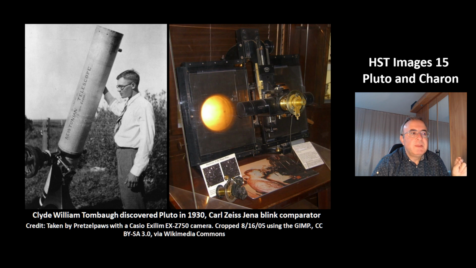Clyde William Tombaugh discovered Pluto in the year 1930. At the right, that's the picture of his Zeiss Jena blink comparator. So he took pictures of the night sky and then compared pictures from different days. The stars in the pictures don't move because they are too far away. But the planets and the objects in the solar system, they move, and that's how we found Pluto.